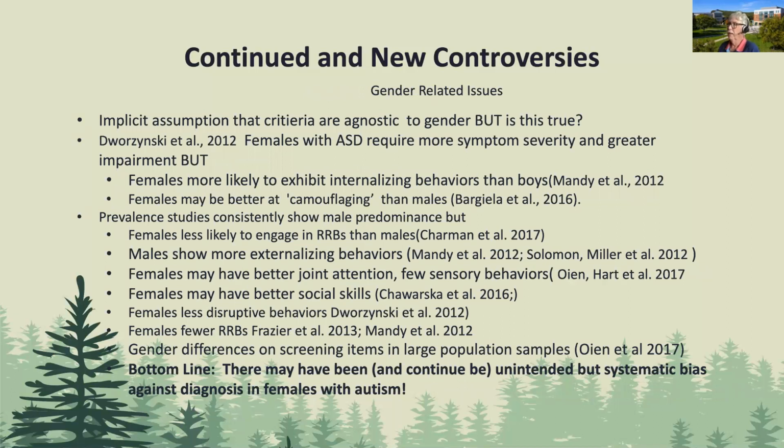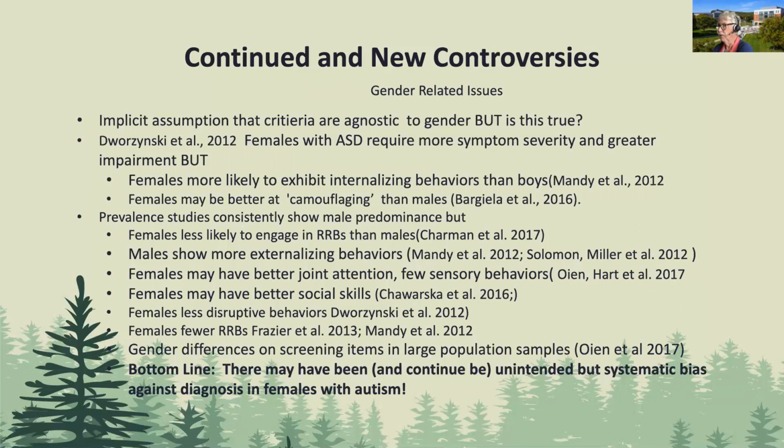Gender issues. This is an emerging area of awareness. There's an implicit assumption that the criteria are agnostic to gender, but is this true? Well, there are several studies that seem to show, and I mentioned one here, females with ASD seem to require more symptom severity and greater impairment, but it may be that females are more likely to exhibit internalizing behaviors than males. They're more likely to act in, as it were. They're less disruptive. They may also be better at camouflaging their symptoms. Both of these things might basically hide their symptomatology, so they might not be picked up as much.